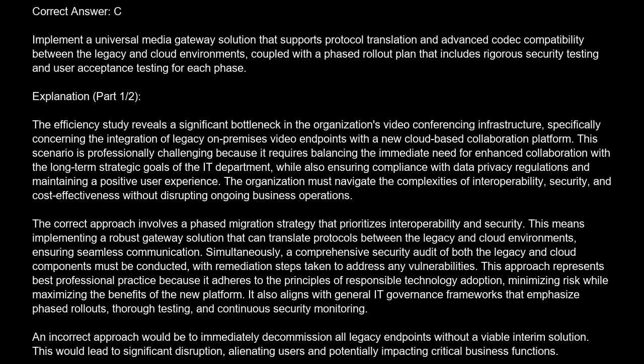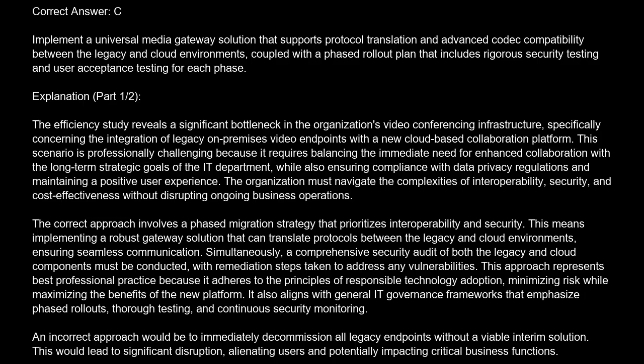Explanation. The efficiency study reveals a significant bottleneck in the organization's video conferencing infrastructure, specifically concerning the integration of legacy on-premises video endpoints with a new cloud-based collaboration platform. This scenario is professionally challenging because it requires balancing the immediate need for enhanced collaboration with the long-term strategic goals of the IT department, while also ensuring compliance with data privacy regulations and maintaining a positive user experience. The organization must navigate the complexities of interoperability, security, and cost-effectiveness without disrupting ongoing business operations.